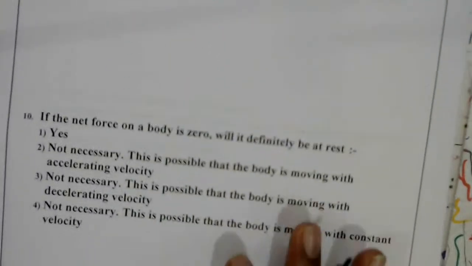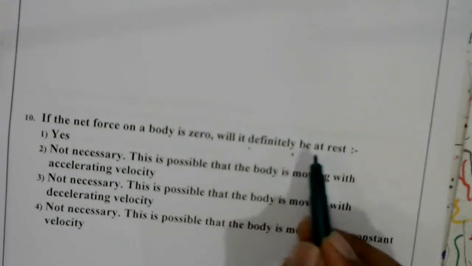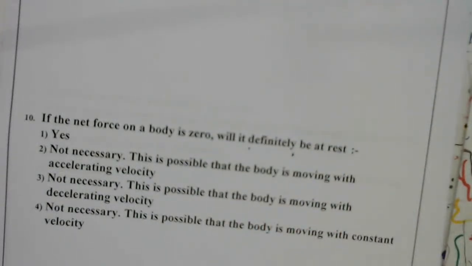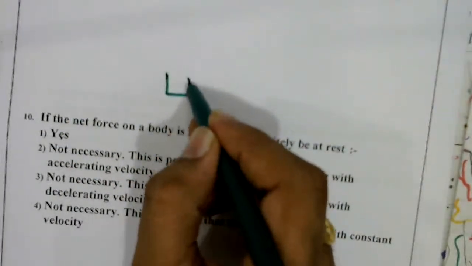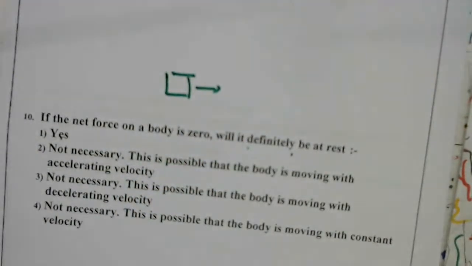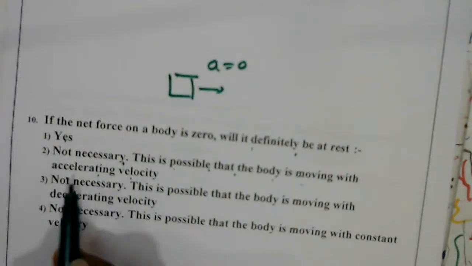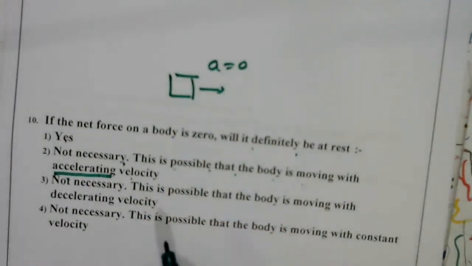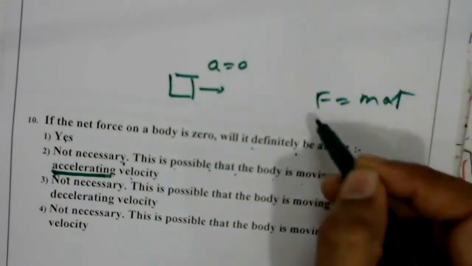It is simple. If the net force on a body is 0, will it definitely be at rest? Which one of these statements is correct? Yes or no? Why? Because if an object is moving with constant velocity, the net force acting on it is equal to 0, because acceleration is equal to 0. Not necessary. It is possible that the body is moving with accelerating velocity. Accelerating means there will be a force. F is equal to ma. If there is acceleration, there is a force.